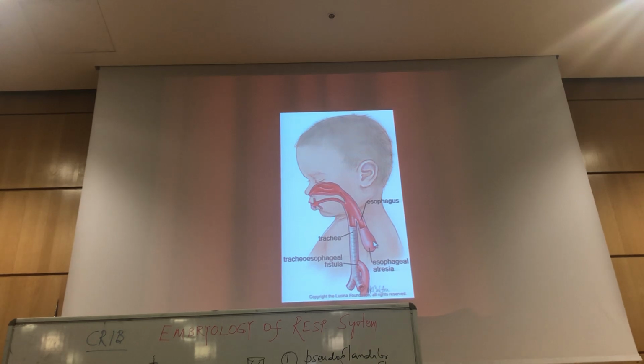You can see over here, this is the esophageal atresia, and here is the tracheoesophageal fistula. The esophagus is coming out from the trachea. It did not separate. Isn't it? That's exactly what my drawing was.